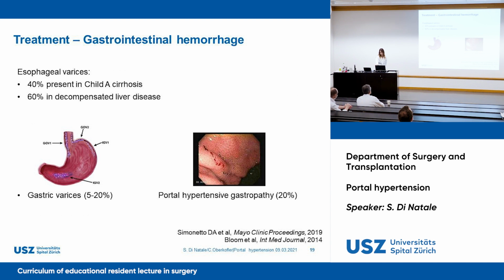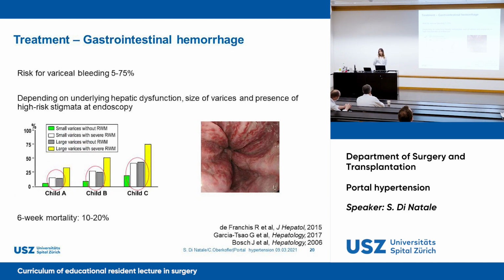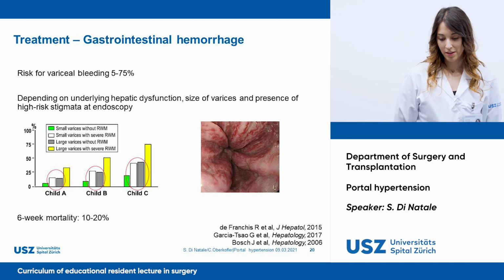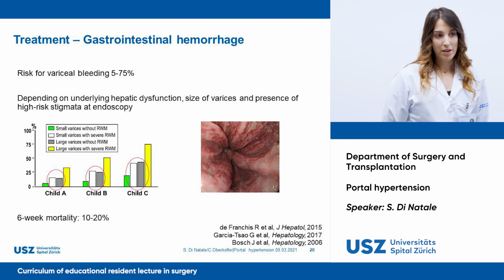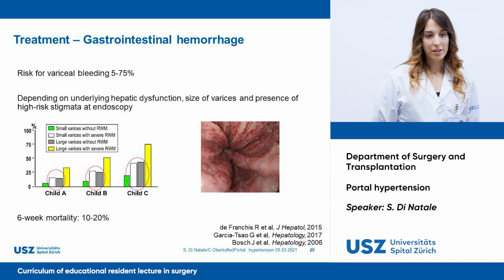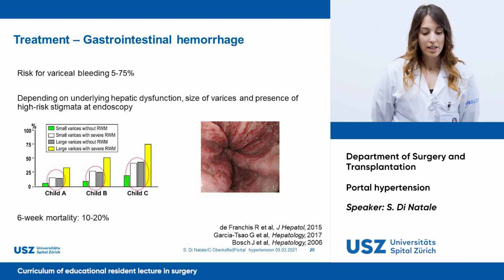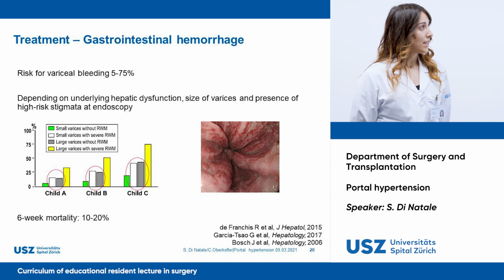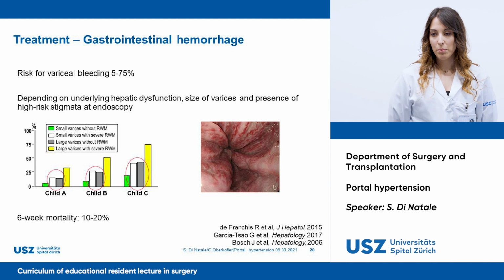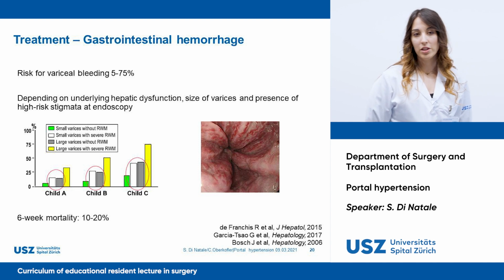Now, the risk of subsequent hemorrhage is determined by the underlying hepatic dysfunction, size of varices, as well as the presence of high-risk stigmata at endoscopy, and ranges therefore between 5 and 75%. The 6-week mortality, however, reaches almost 20%. Now, without an adequate prophylactic therapy, recurrent bleeding is seen in up to 80% within the first year, with an associated mortality of 30%. That's why prophylactic therapy and treatment of acute hemorrhage are crucial.